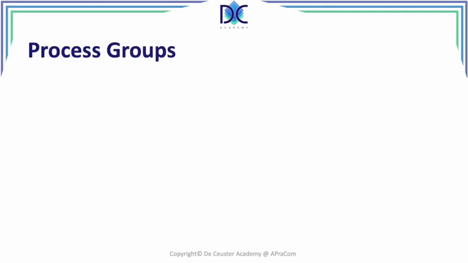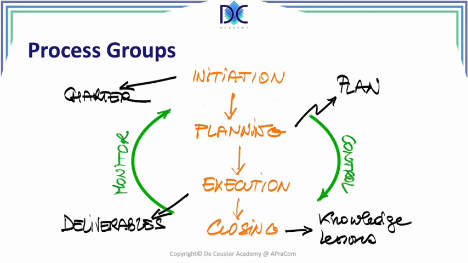Another element we have are the different process groups. We've seen these before: initiation, planning, execution, closing, and monitoring and control. These are the process groups that we have in the project management process. Initiation creates the charter, planning creates the plan, execution is about the deliverables, closing is about the knowledge and lessons, and of course we have to monitor the work that we are doing, and we have to control the things we are doing. So this is the process group element that we will use in projects. It's typically for project management.